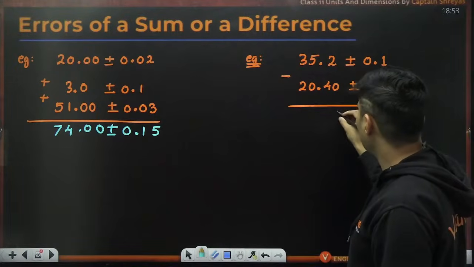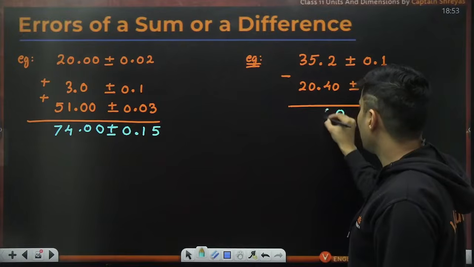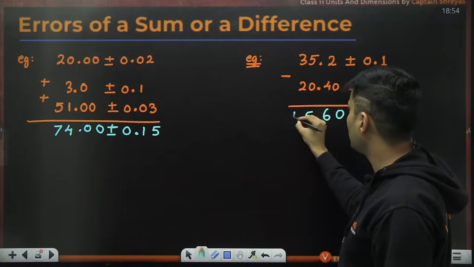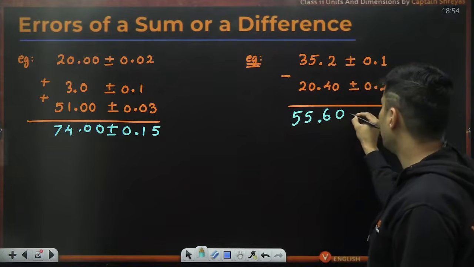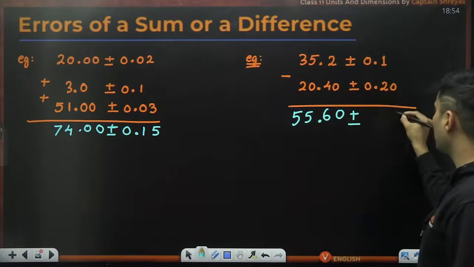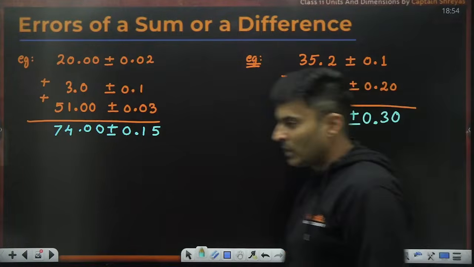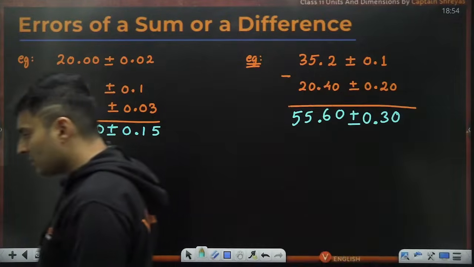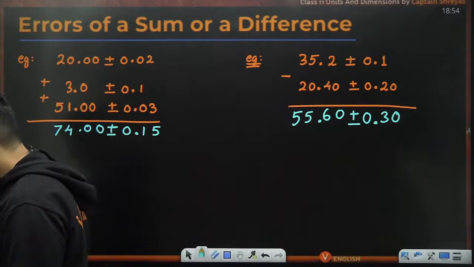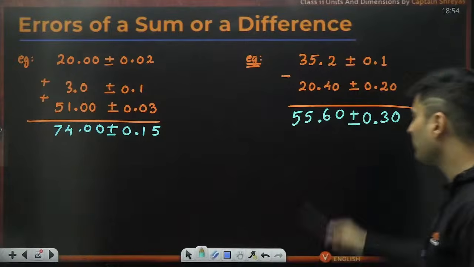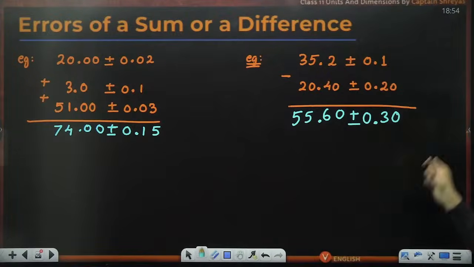0 plus 0 is 0. 2 plus 4 is 6. 5 plus 0 is 5. 3 plus 2 is basically 5. So 55.60 plus minus 0 is there. 1 plus 2 is 3. And there is 0.30. Just check it out. I hope you guys are getting it till this point. 74.00 plus minus 0.15 and 55.60 plus minus 0.30.